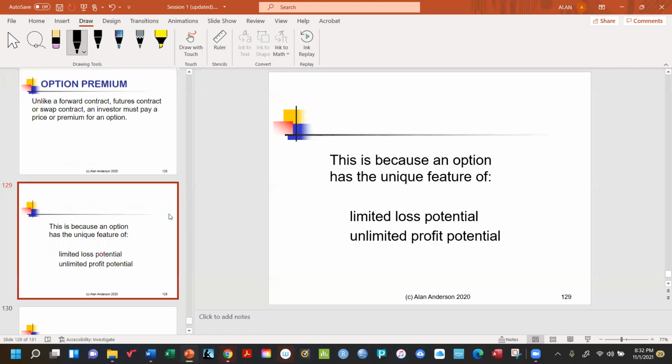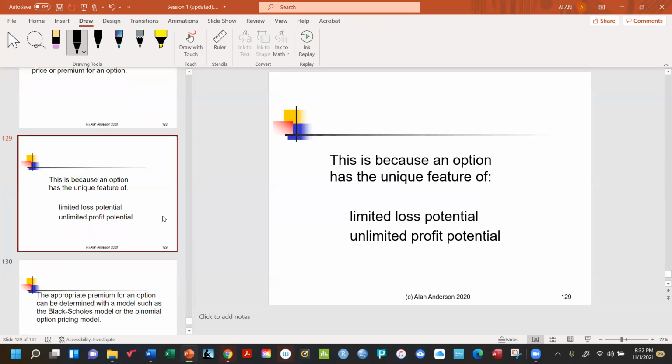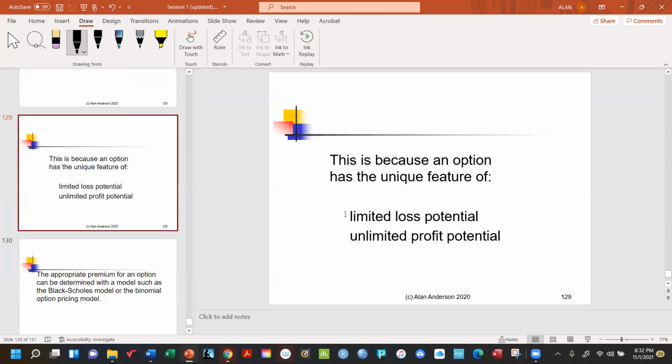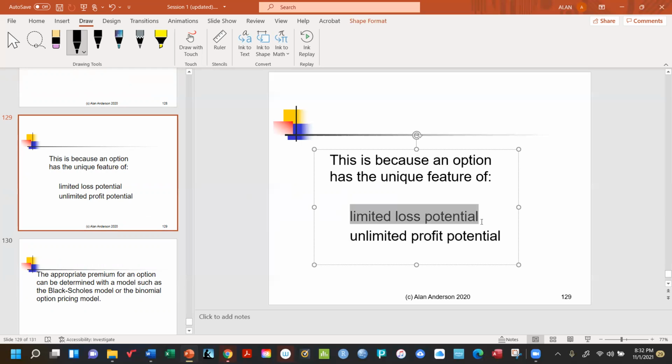Now, why is it the case? Why do we have to pay for these things? Because they have a limited loss potential. This is one of the most interesting things about options. There's a limit to how much you can lose, and we'll discuss this in great detail, but there's no limit to how much you can make. And that's a pretty sweet position to be in. I think you'll agree. Unlimited profit potential combined with limited loss potential, that's why you have to pay for an option. You don't really get that anywhere else.